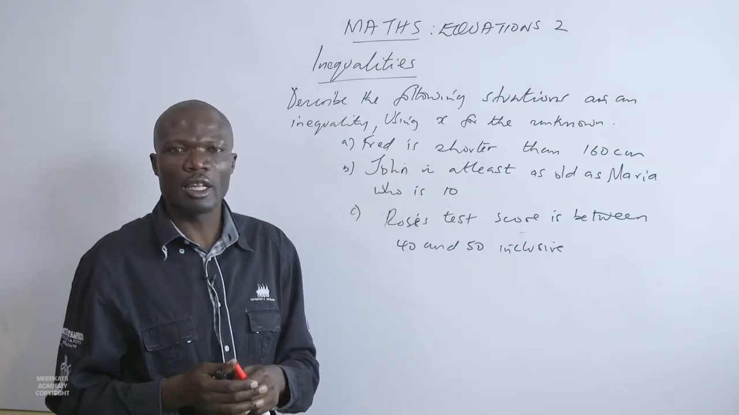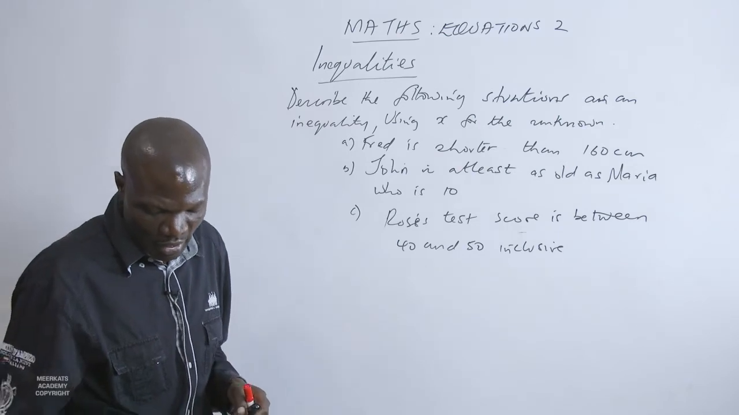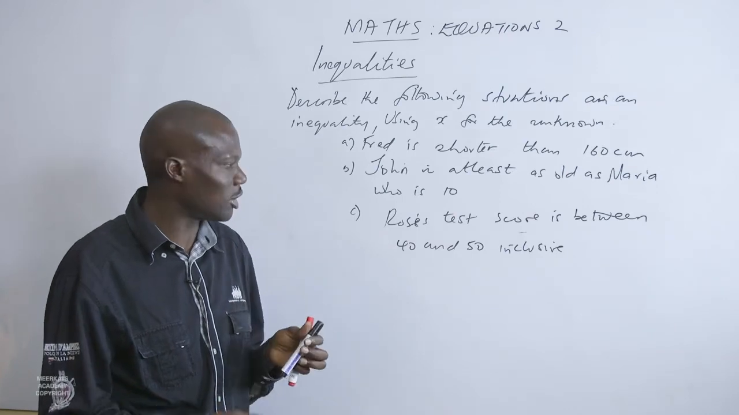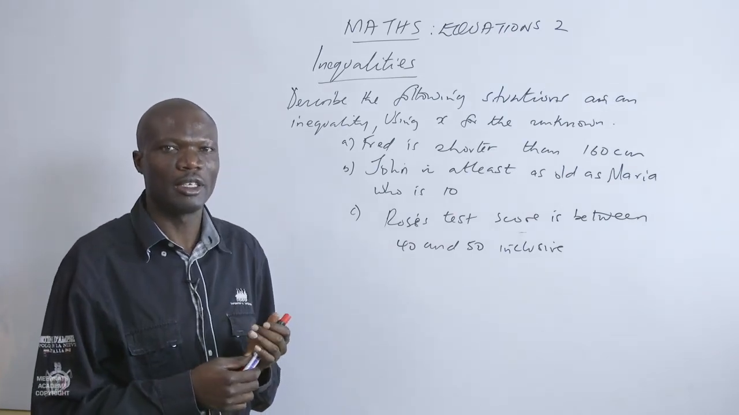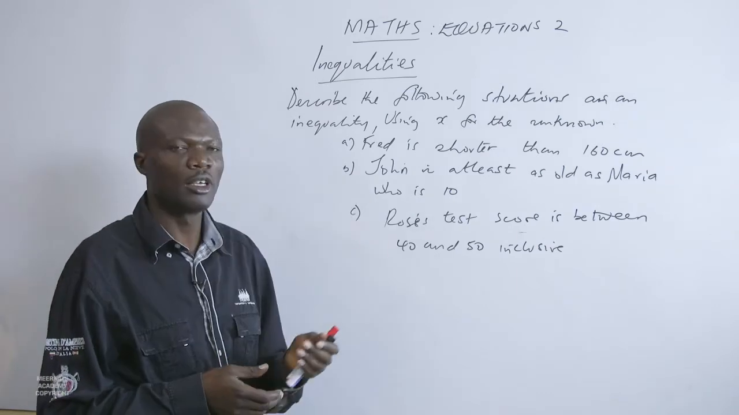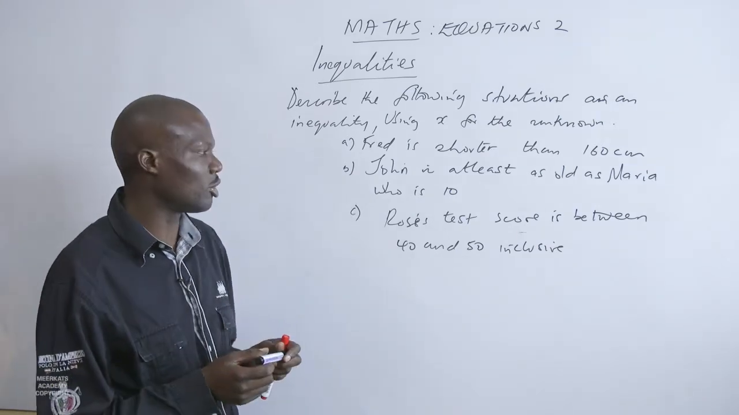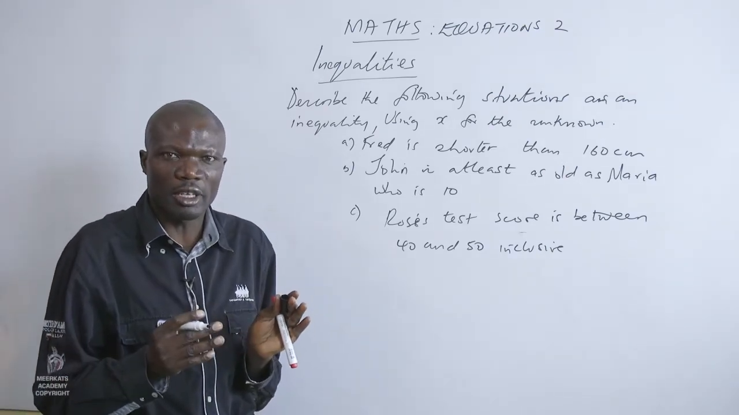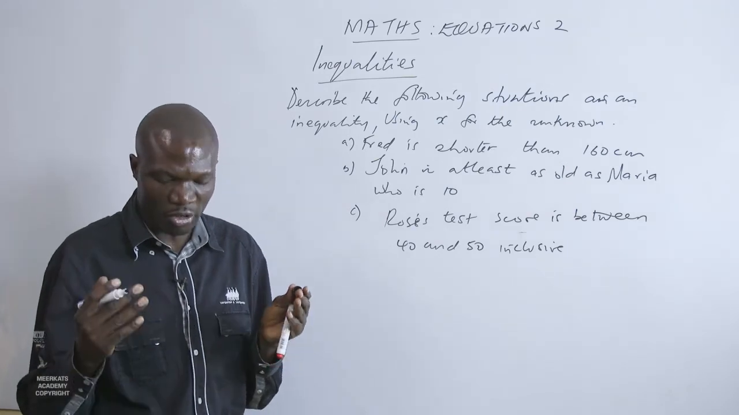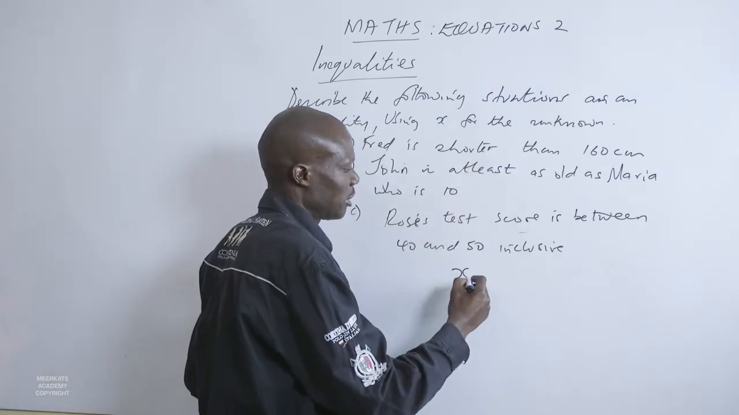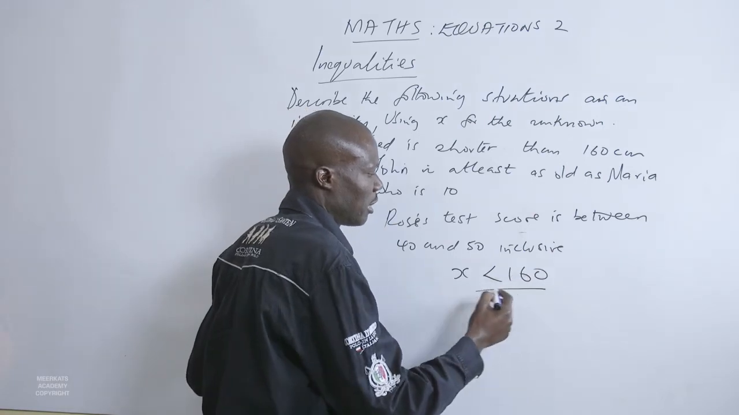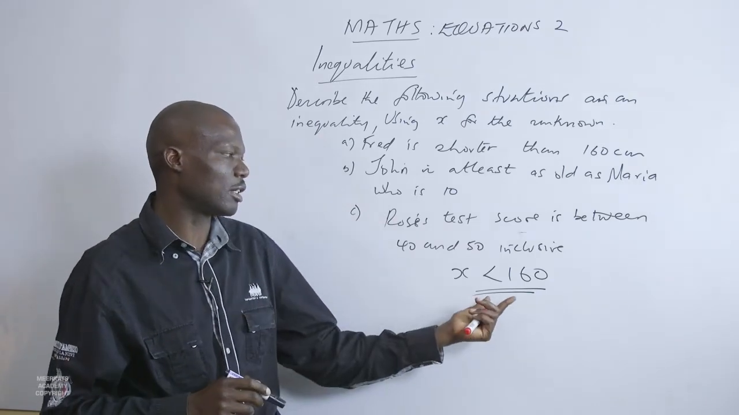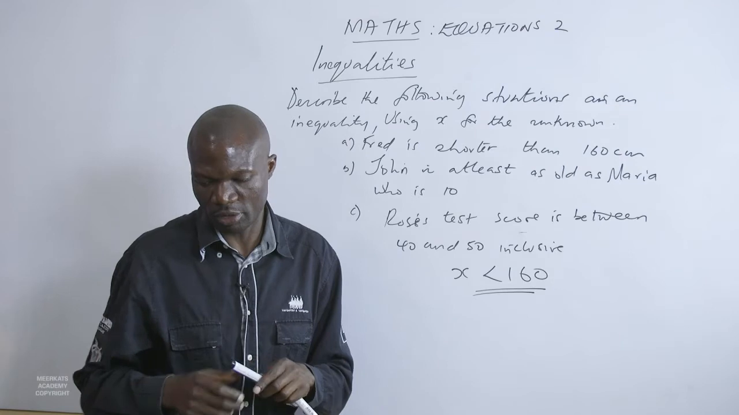Fred is shorter than 160 centimeters. The unknown is the height of Fred, so we shall give it x. Now, they have only said shorter than, which means 160 is not inclusive. So this statement will be x is less than 160. 160 is not inclusive.